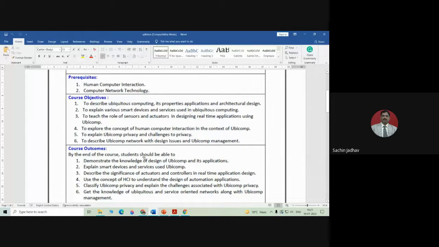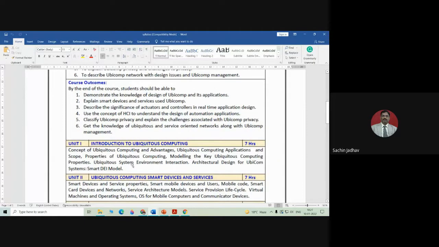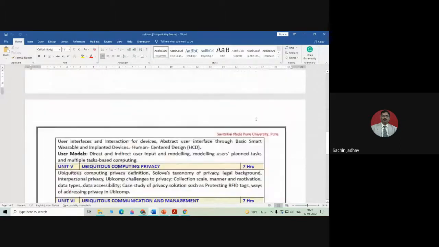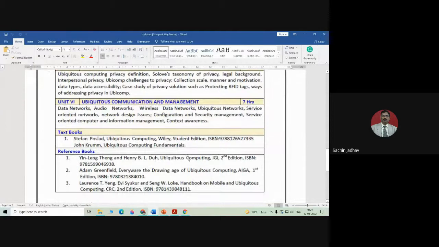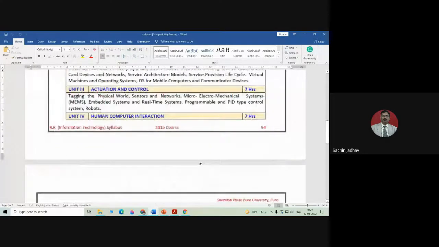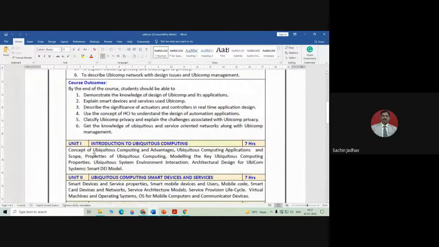Now we are discussing the unit-wise importance in this course. Unit 1 is basically an introduction to ubiquitous computing. You can see here for every unit we require at least 7 hours to complete the course. So 6 units into 7, 42 lectures we require. Unit 1 basically gives the basics of ubiquitous computing and its advantages, the properties of ubiquitous computing, and the applications of ubiquitous computing. There are 5 properties. We will discuss those in detail one by one.